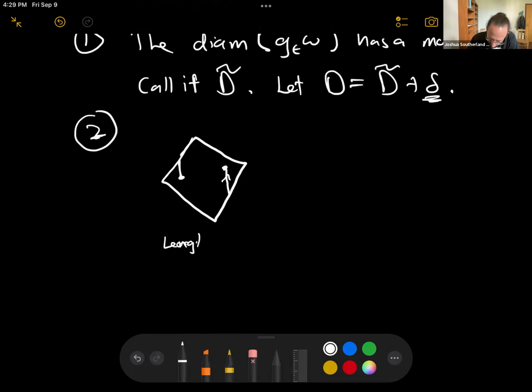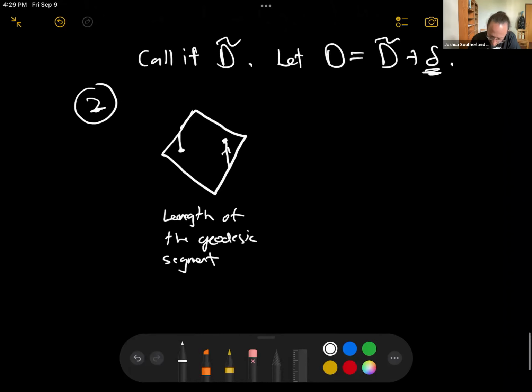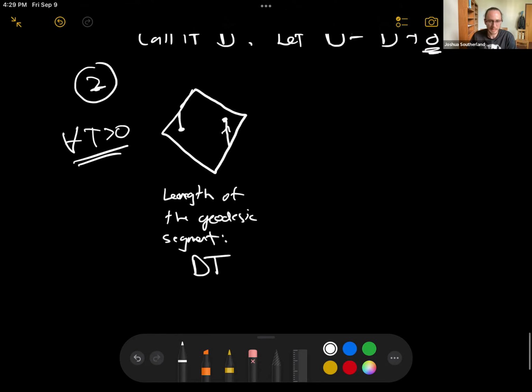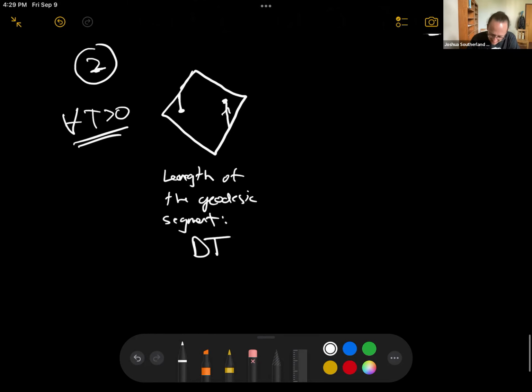Let's say the length of the geodesic segment, we're going to make it d times t, and this is going to be for any t greater than 0. So I'm just going to go out some amount, some t, but we're going to do d times t, where d is essentially the diameter of the surface, and the diameter of the surface is what we're going to use to control superdensity in some way. Okay.